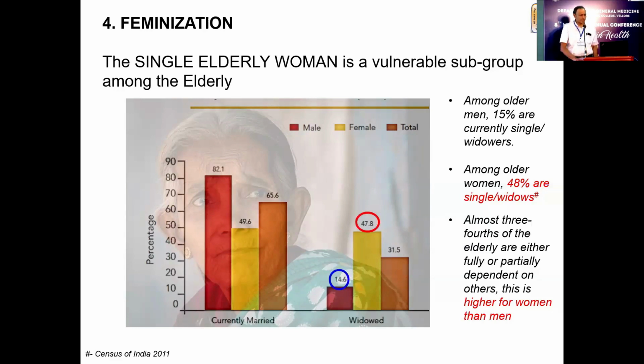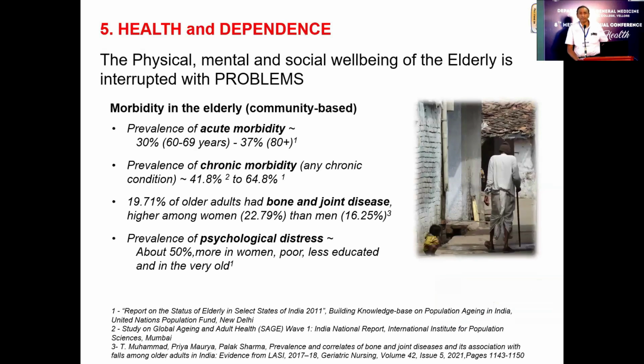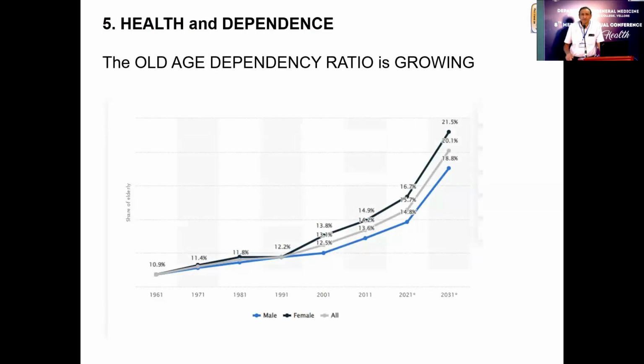So I've just put these as kind of takeaways, or I'm sorry, before that, the 5th point, of course, being this is a conference after all on healthcare. Now, when we look at the prevalence of acute chronic morbidity, musculoskeletal issues, and mental health issues, obviously, as expected, we know that the prevalence of chronic disease rises with age, and that is what we see. The prevalence of chronic morbidity, any chronic condition, is almost 40 to 65% of elderly people. So not just the physical, mental, and social well-being interrupted with problems, but it leads to this phenomenon called dependency. And this is a graph showing you what we call the old age dependency ratio, which is simply the number of older people per 100 people aged 15 to 59. And the old age dependency ratio is also rising.